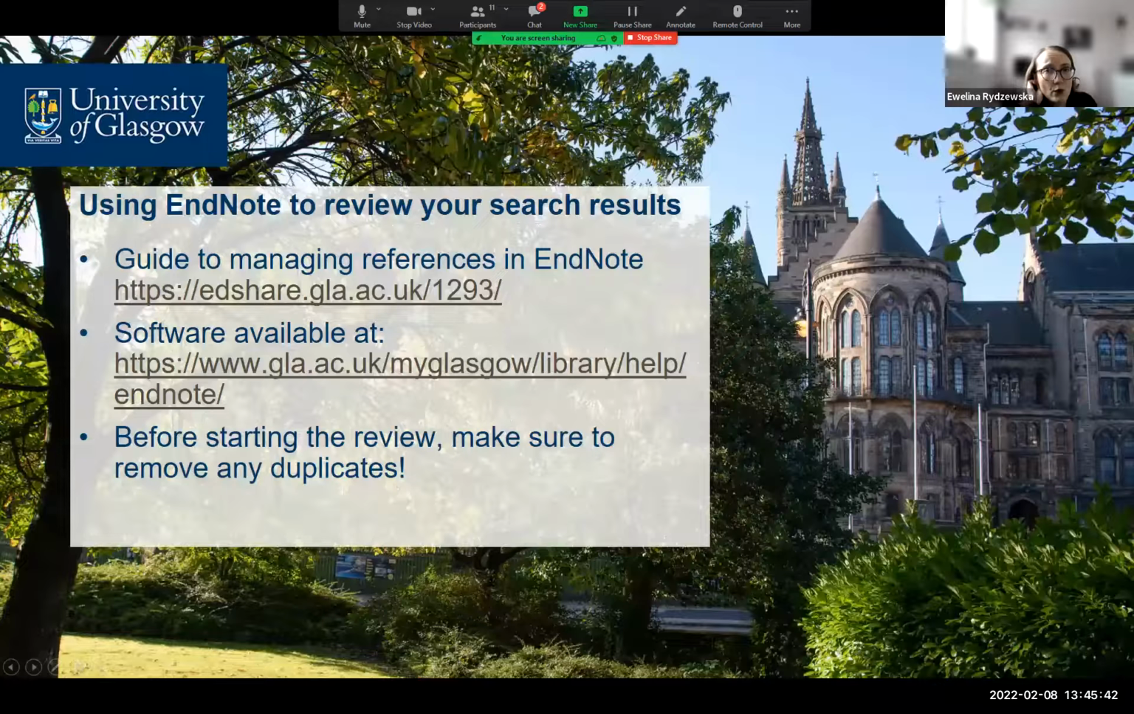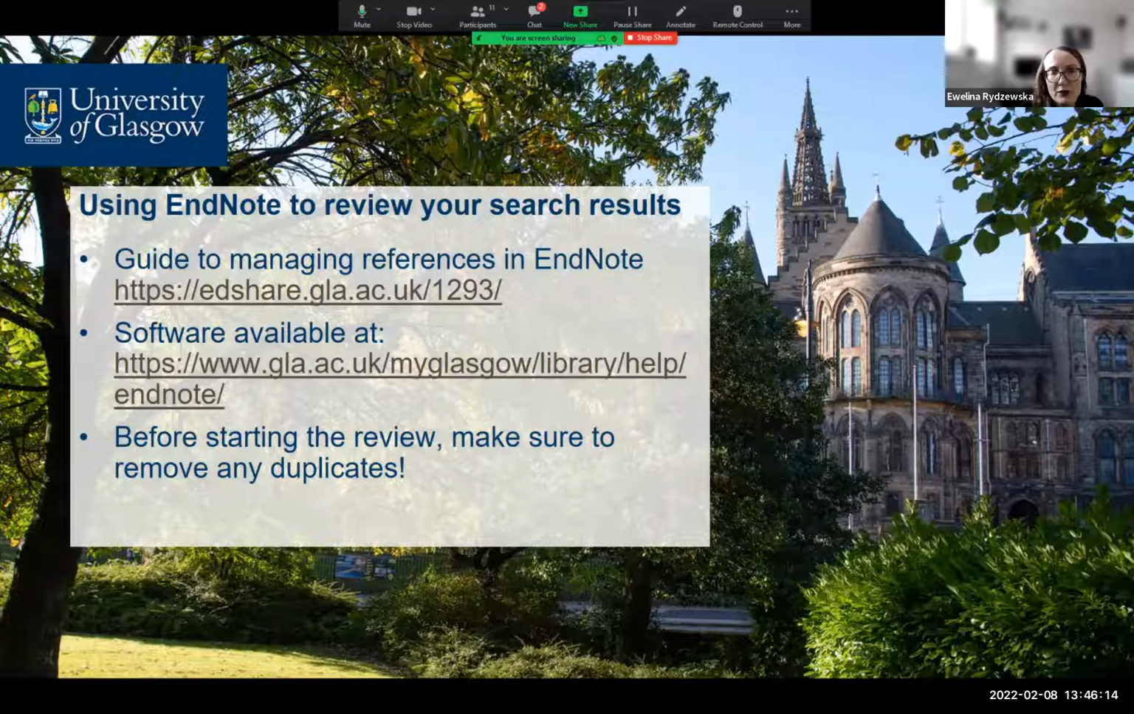Again, I'm not going to go into how to use EndNote because that could be a session on its own, I feel. But just to refer you to some resources, there's a really good guide to managing references in EndNote, so you can have a look at that. I also provided a link as to where you can get the software if you need to, and I think you can use the desktop version of it if you're a staff member or a postgraduate student, so that's available for you.